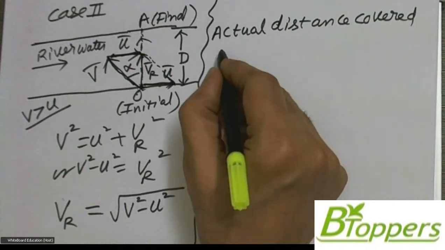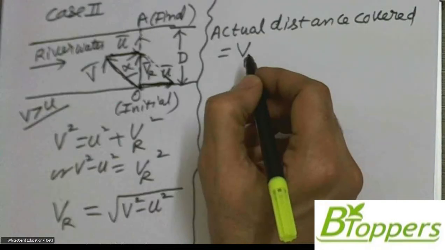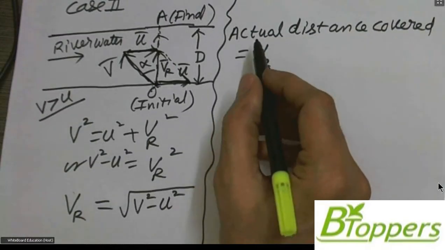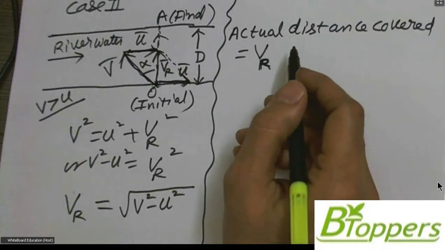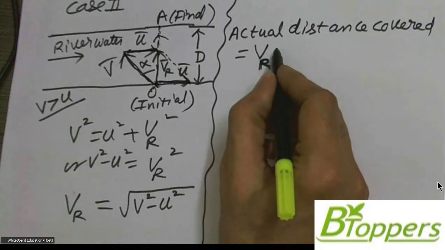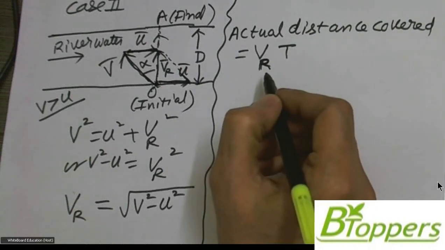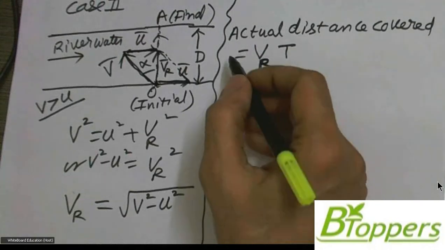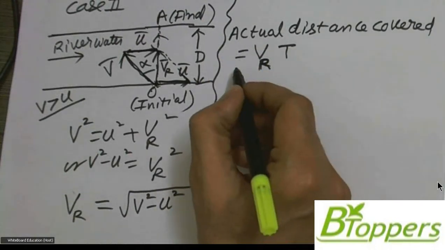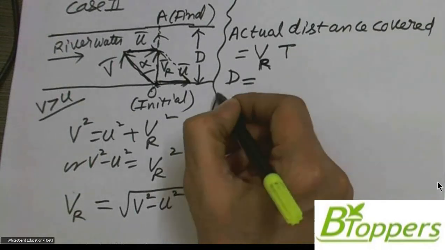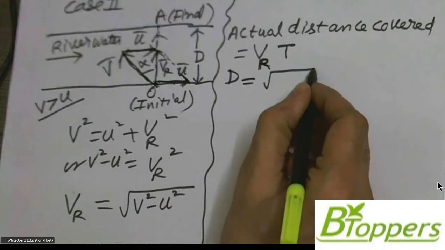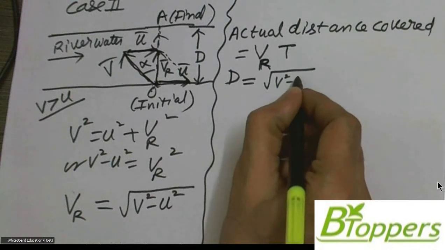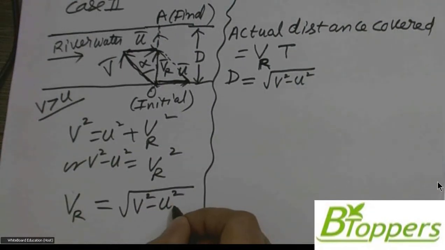actual distance covered, so in any case, actual distance covered can be written as magnitude of resultant velocity into time interval. So actual distance covered by the boat while crossing the river, in this case, same as the width of the river. And magnitude of the resultant velocity of the boat is root of v square minus u square.